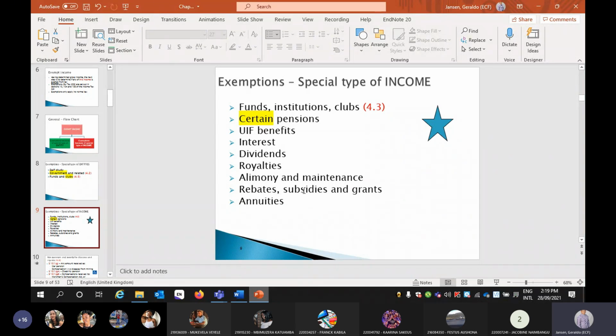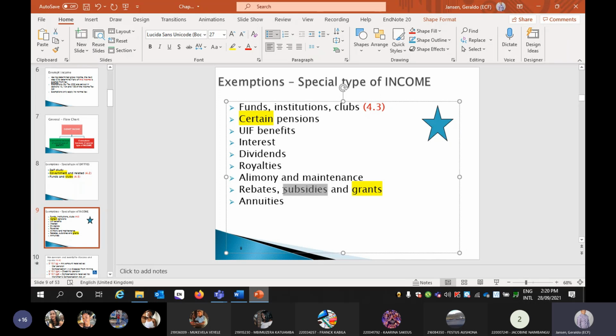Then rebates, subsidies, and grants. Now, guys, the best example I can give you again, last year with COVID, our government gave most people 750 Namibian dollars. In South Africa, people got 350 rands, but they got it for a very long time. I think they still get it, or did it end? But it's more than a year that they got that 350 per month. That's a type of grant. It was also exempted from tax.